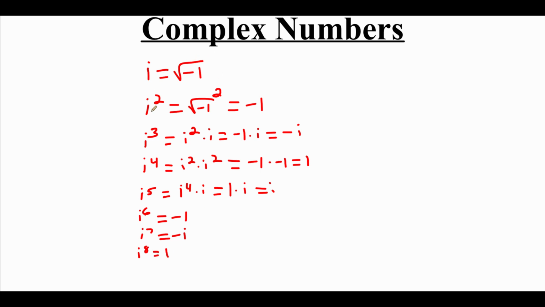So this keeps repeating itself every fourth power of i. It goes i, then negative 1, then negative i, then positive 1. Then it repeats i, negative 1, negative i, 1. And again, it would keep repeating itself.